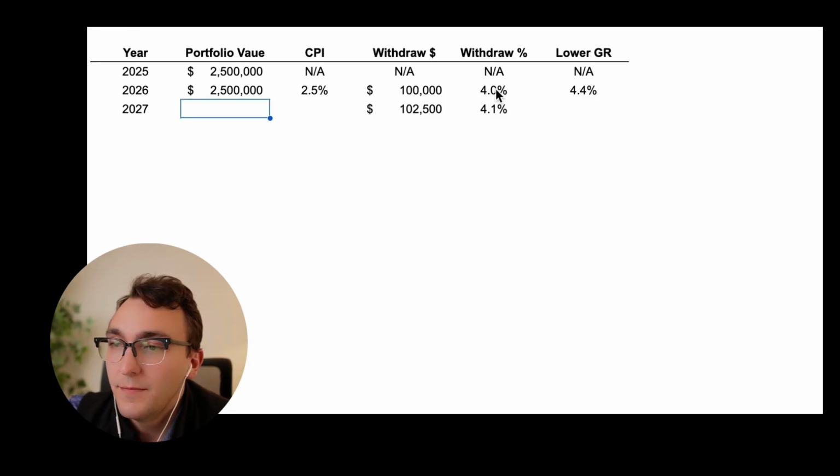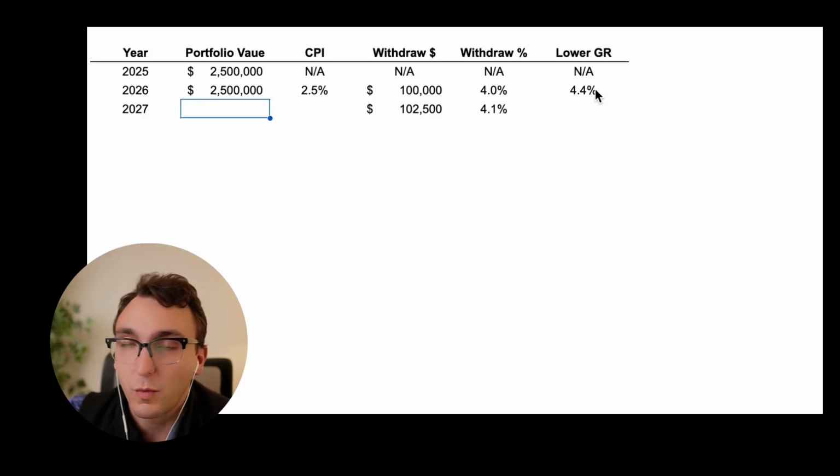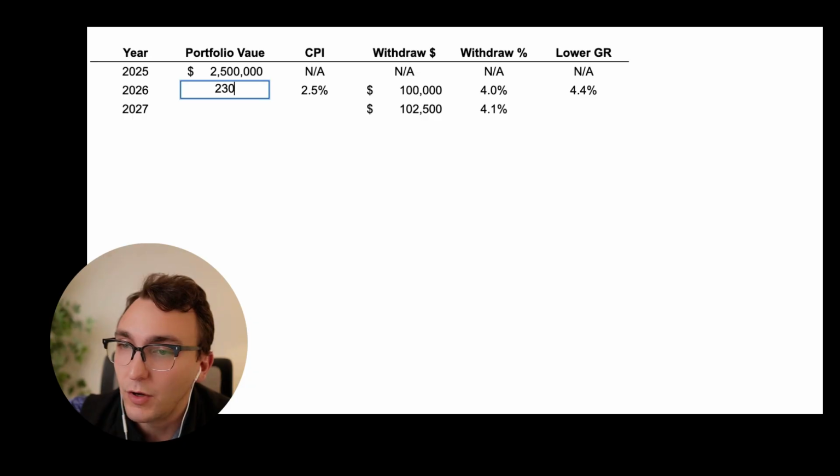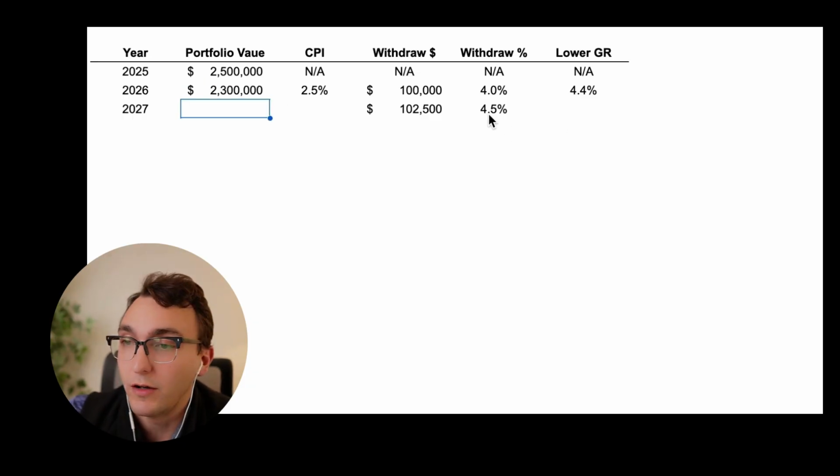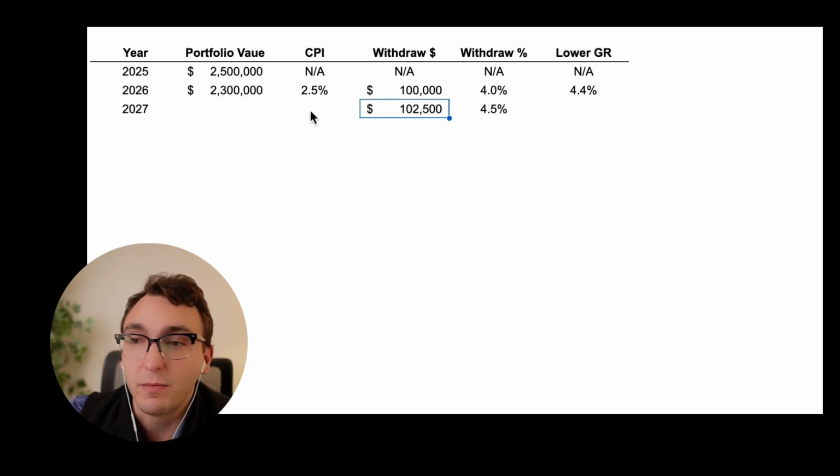250,000. So that would mean our withdrawal percentage projected is 4.1%, which is below our lower guardrail of 4.4%, meaning we can just take this adjustment. We don't have to adjust spending. But if the market went down, let's say 2.3 million, then we would trigger that lower guardrail. 4.5 is greater than 4.4. So we would reduce the spending by 10%. And we would go every year from there.